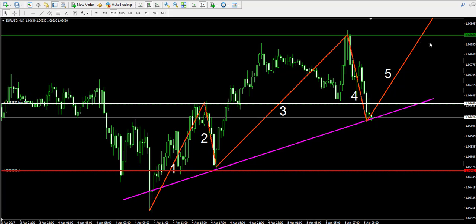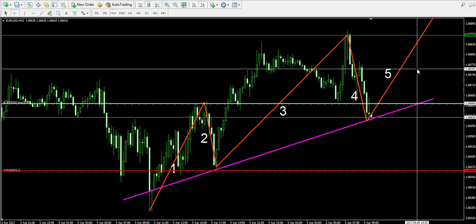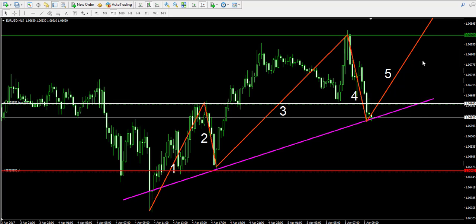So now I'm going to pause the video and I'll come back to you later to see if the price is going to reach the target of the fifth Elliott wave.